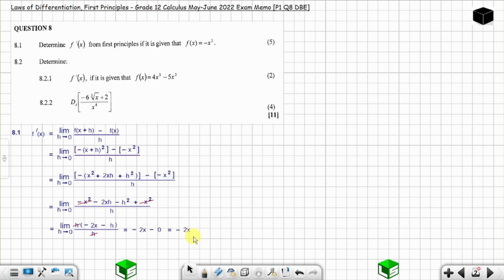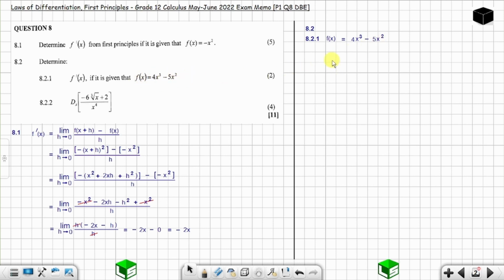Okay, so let's carry on. Now it's 8.2. Let me draw a line here. Now 8.2. Determine 8.2.1 f prime of x if it is given that f of x is equal to 4x cubed minus 5x squared. The question is 2 marks. You are given f of x is equal to this. This is what you are given, right?